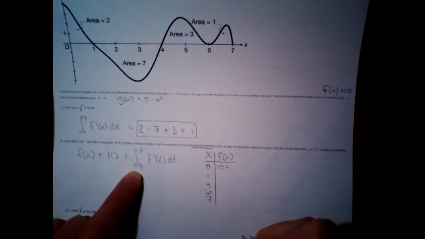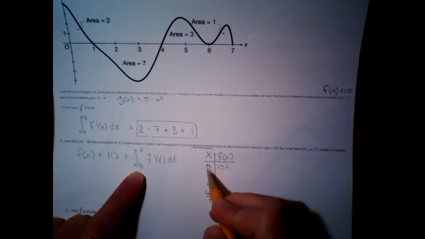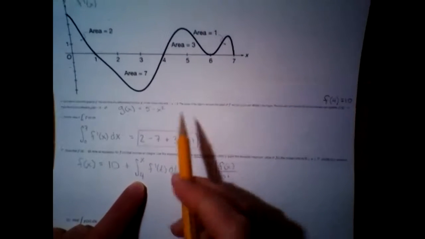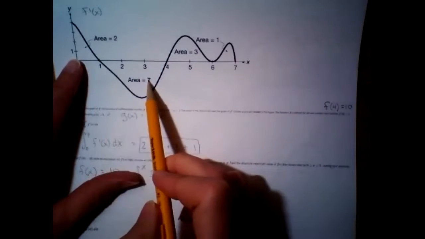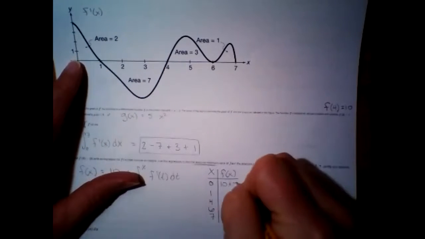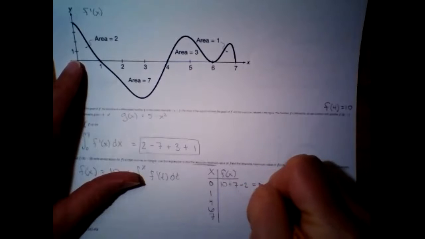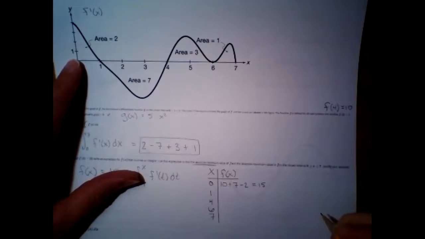So this is 10 plus the accumulation from 4 to 0, we're going to plug 0 in for x. So if we go from 4 to 0, we're going backwards. So this would be a positive 7 and a negative 2. So that's going to give us 15 for that one.